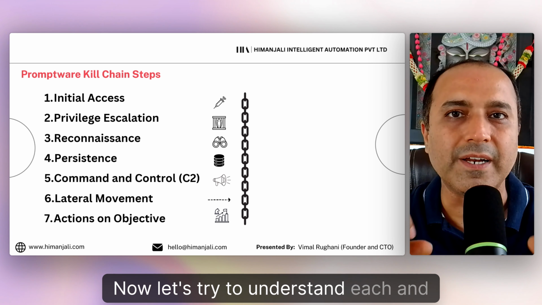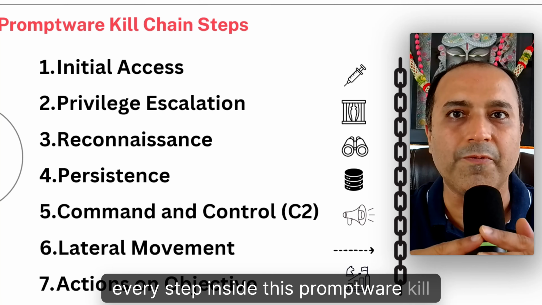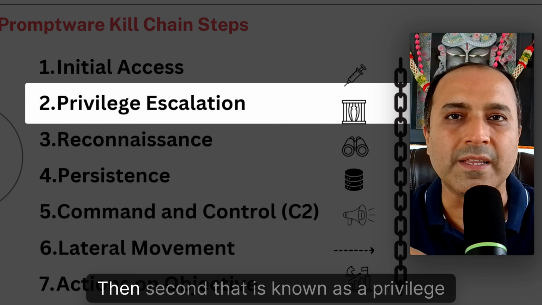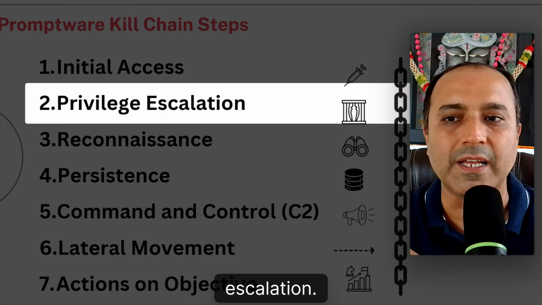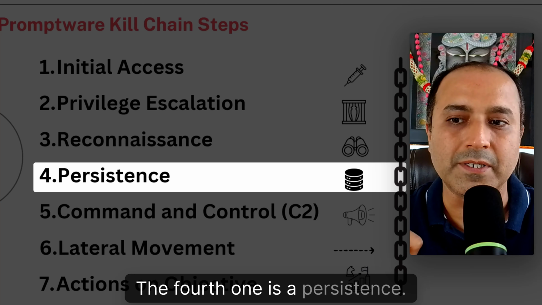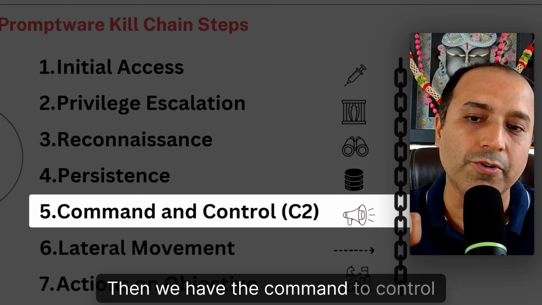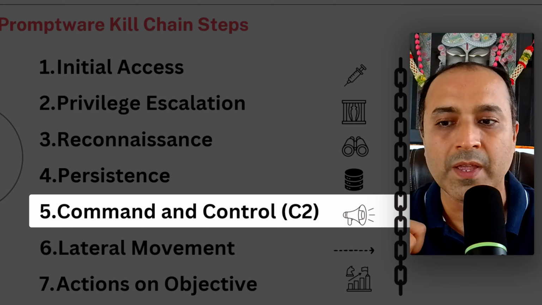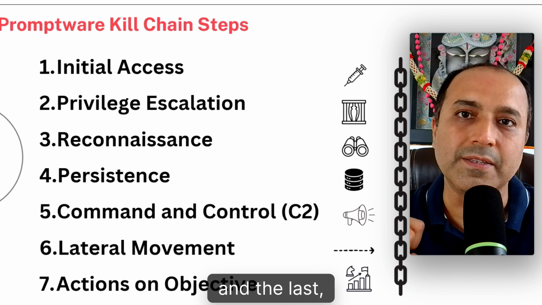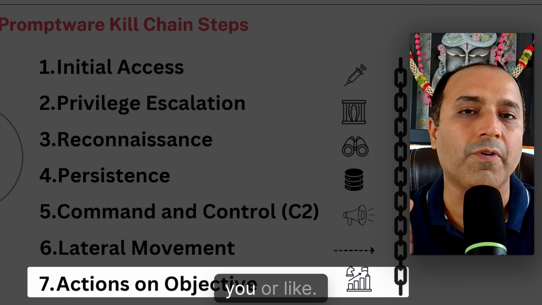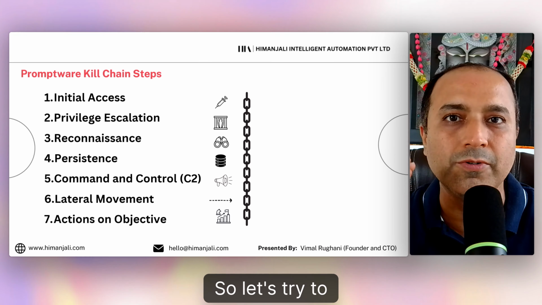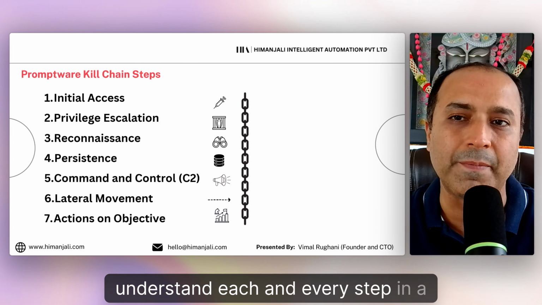Now let's try to understand each and every step inside this promptware kill chain attack. The very first step is the initial access. Second is known as privilege escalation. The third one is reconnaissance. The fourth one is persistence. Then we have command and control, known as C2. Next step is lateral movement. And the last is the final objective, or action on the objective, more like an end game. So let's try to understand each and every step in detail.